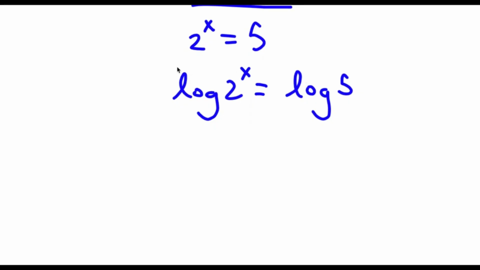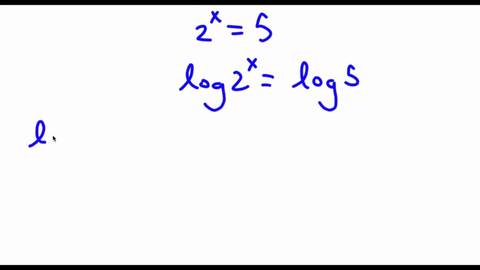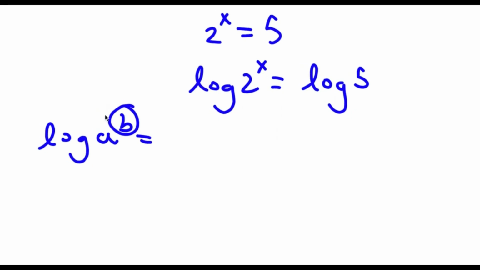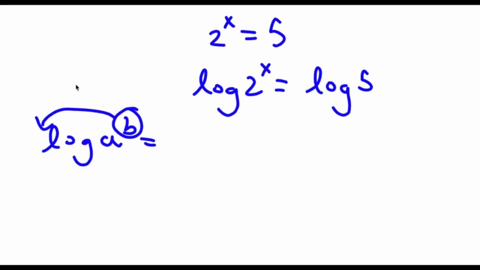Now, an important property of logarithms is that if I have something in the form log a to the power of b, I can actually move this exponent b to the front of the logarithm. So this is going to equal b times log a.